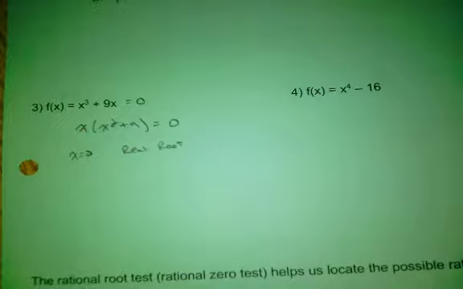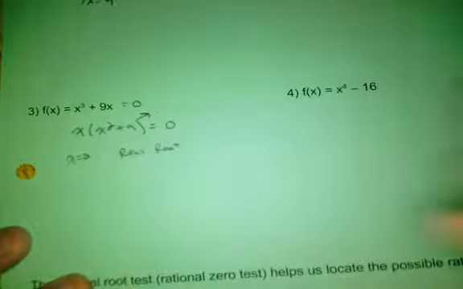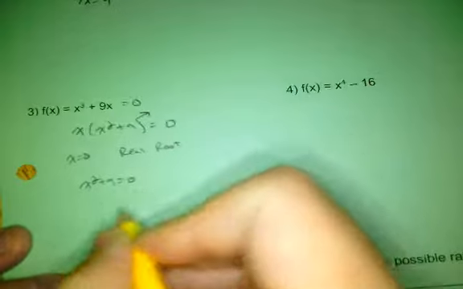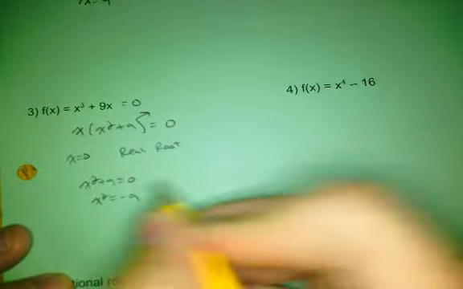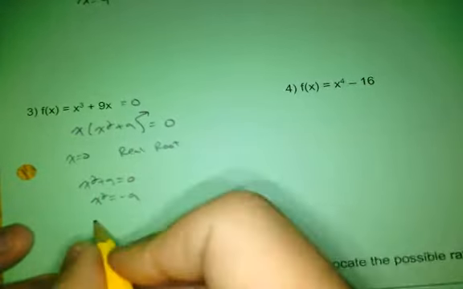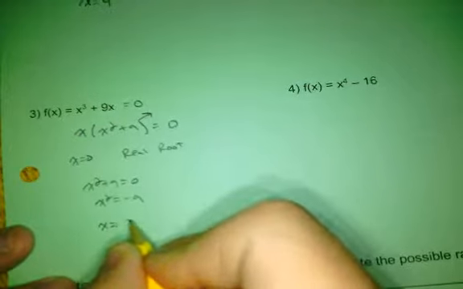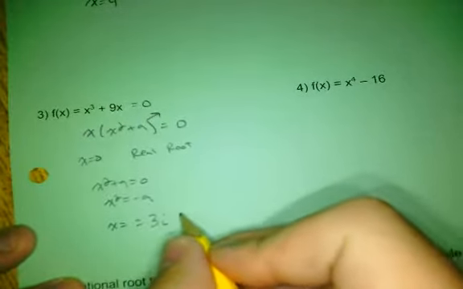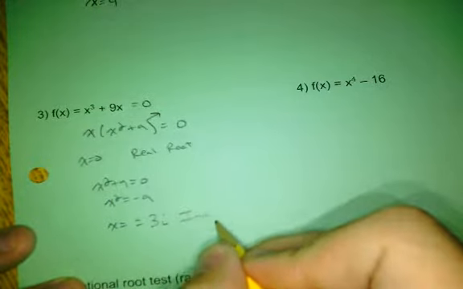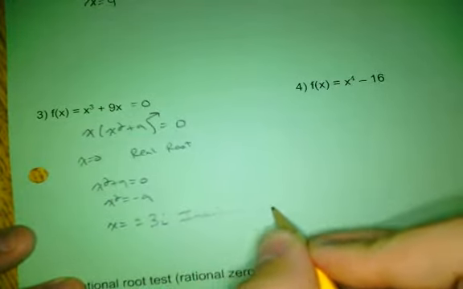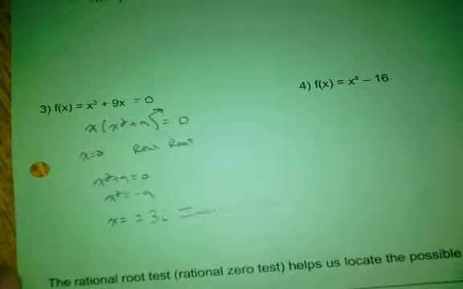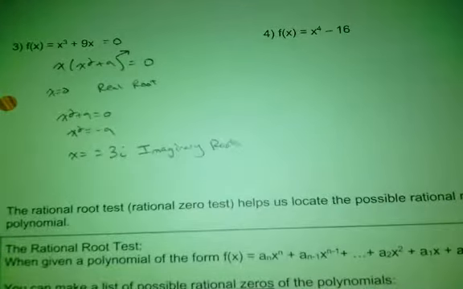Alright, so that's the real root. Does it have any imaginary roots? What if I set this equal to 0? So if I did x squared plus 9 equals 0, don't I get x squared equals negative 9? Plus or minus 3i. These are imaginary roots. This one just said find all zeros, so those are imaginary zeros, or imaginary roots. I'm just showing all the roots you can find.